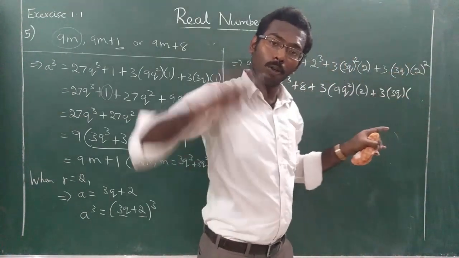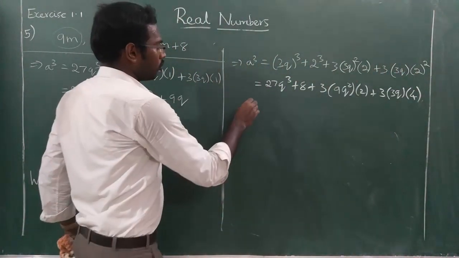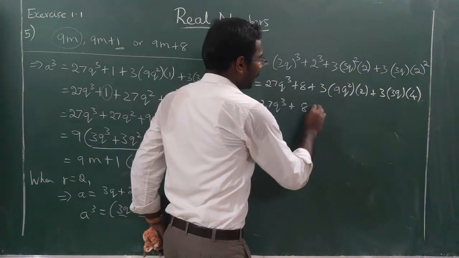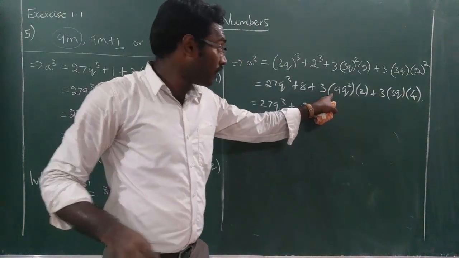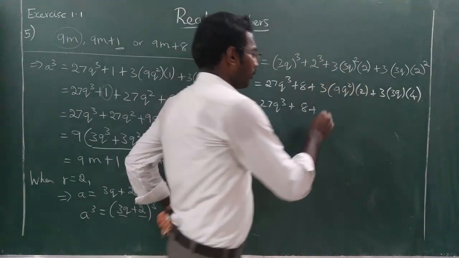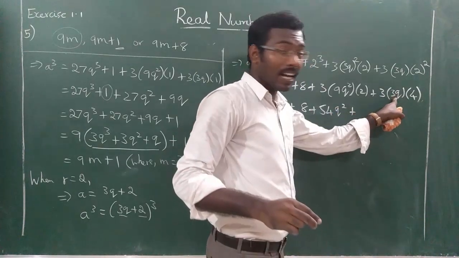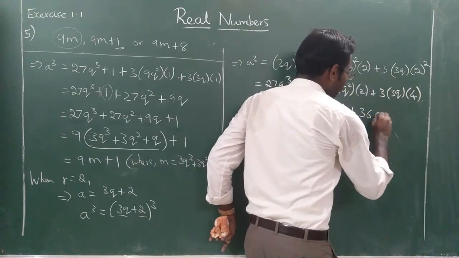What is 2 square? 2 2s are 4. Okay, so that is equal to 27q cube plus 8 plus 3 into 9. 3 9s are 27. 9 2s are 54. 54 q square plus 3 3s are 9. 9 4s are 36. So 36q.